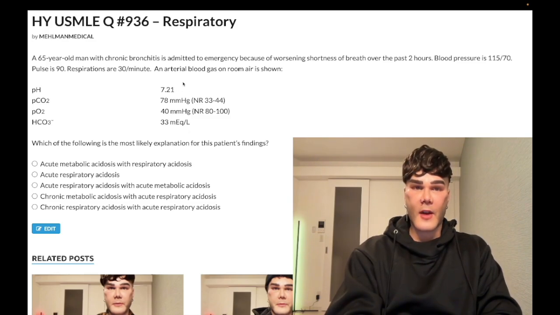I purposely left off the normal ranges here because you've got to take your training wheels off. You should know the normal ranges for pH and bicarb. I decided to be friendly, no idea why, and give you the normal range for CO2, okay? So which of the following is the most likely explanation for the patient's findings?